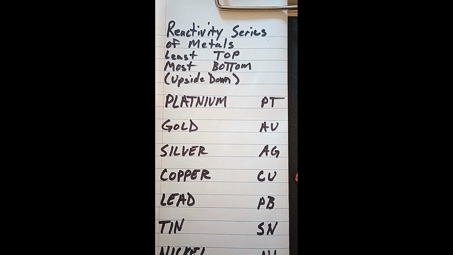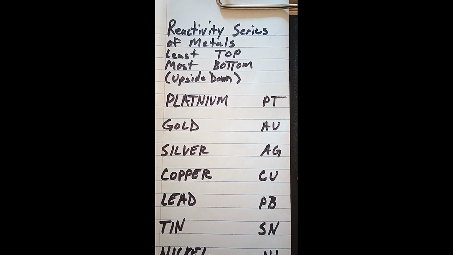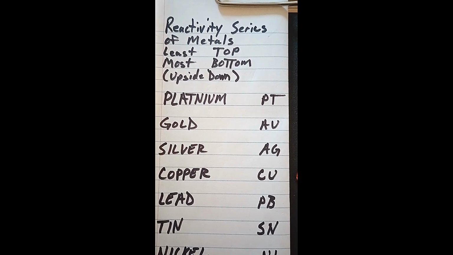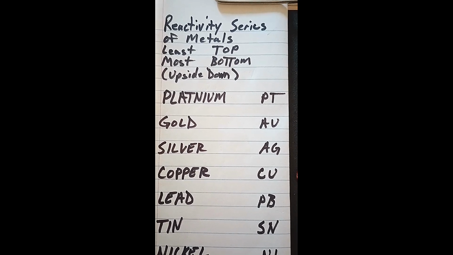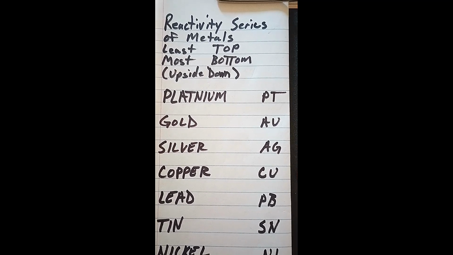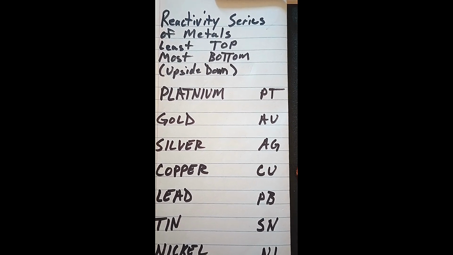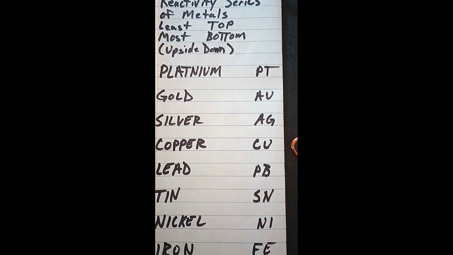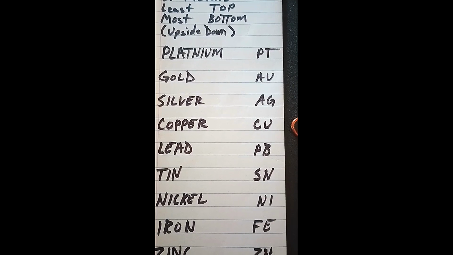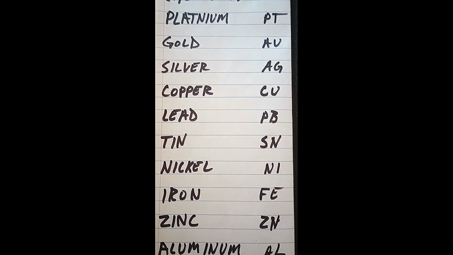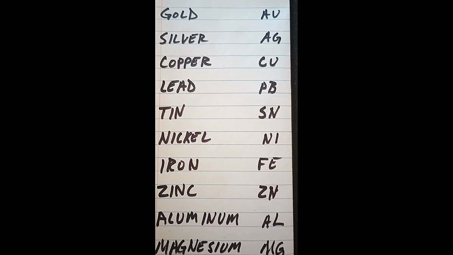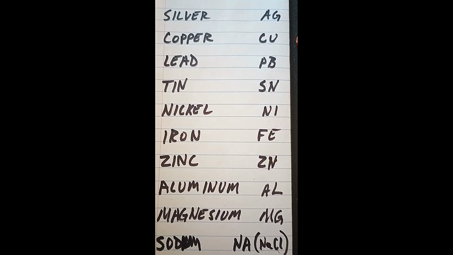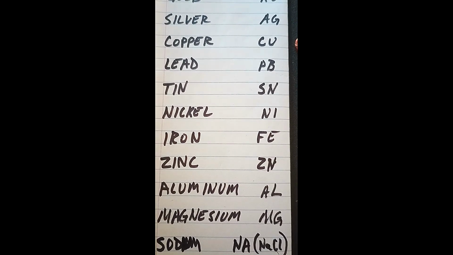Okay, so this is a short list of the reactivity series of metals. I did it this way with the least reactive on the top and the most reactive on the bottom, which is upside down from the way most charts that you'll find read. The least on the list here that I have starts with platinum, and then gold, and then silver, copper, lead, tin, nickel, iron, zinc, aluminum, magnesium, and sodium. These are just a dozen metals that I will be working with mostly.